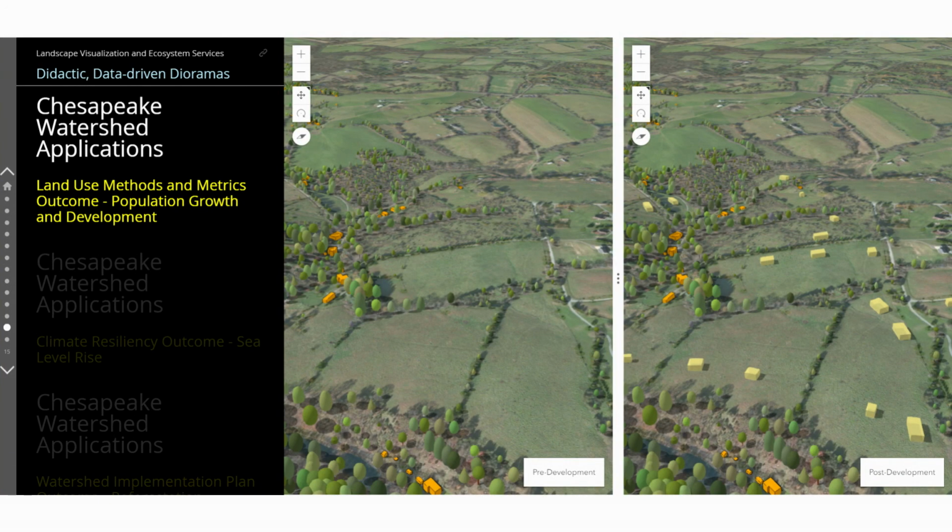We have population growth and development issues. This is in Loudoun County, Virginia, where we have existing development and then proposed developments populating it based on current zoning.